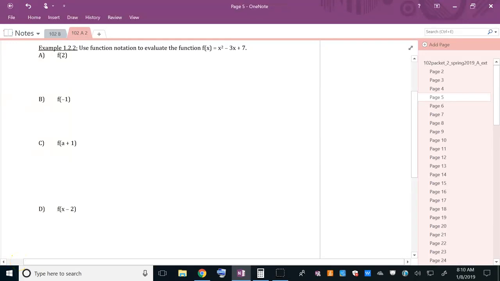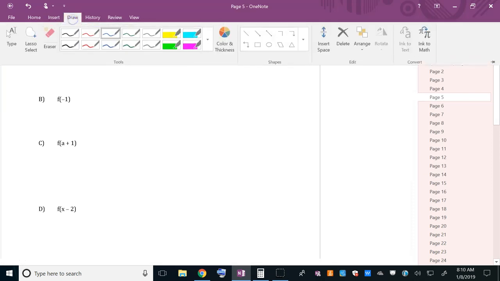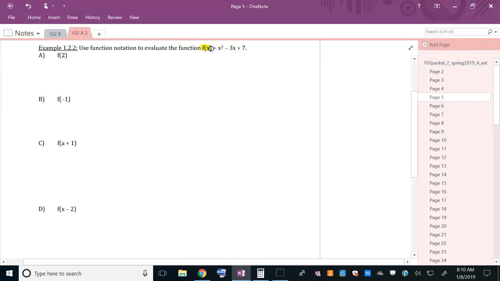The last thing we're going to look at in section 1.2, for example 1.1.2, is function notation. So you can see our function notation up here. It looks like f and then an x in parentheses. We read it as f of x. And here we have the function x squared minus 3x plus 7.